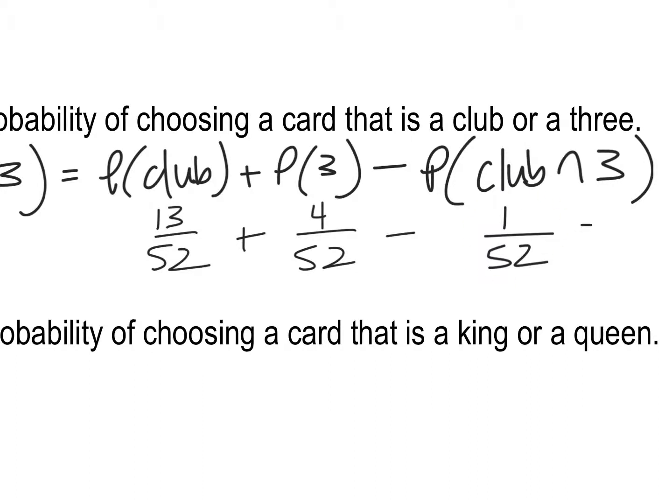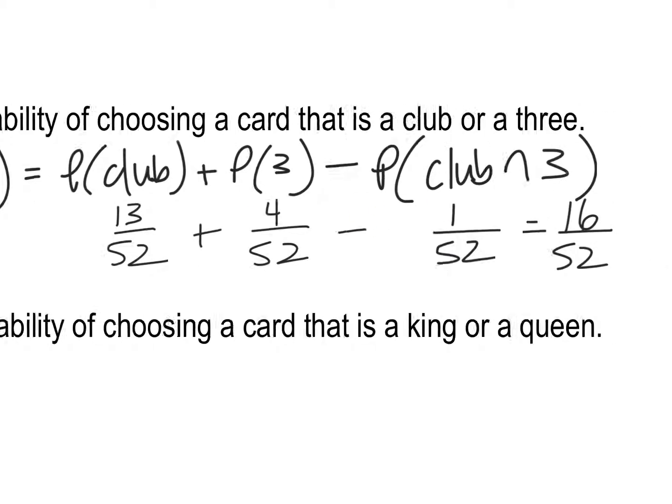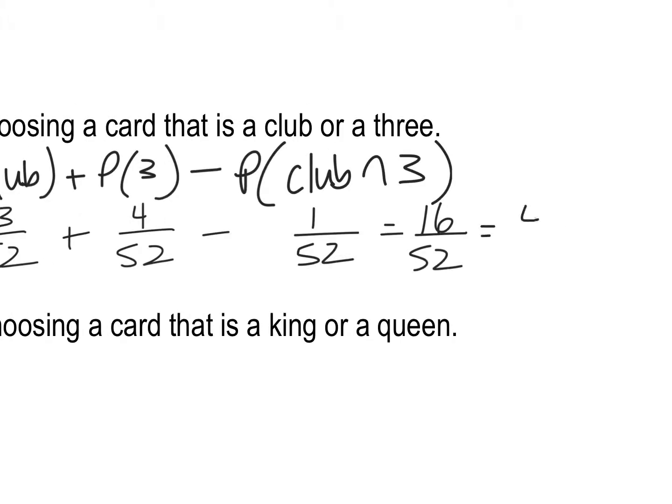So technically that card was counted twice, which is why I need to subtract it away so that my math is accurate. And the reason why I left everything over 52 instead of reducing all my fractions is so I can easily now combine them. They all are over 52. So I'm going to leave them over 52 and just combine the numerators. So 13 plus 4 is 17, minus 1 is 16. I am able to divide both of those numbers by 4, which gives me 4 over 13.